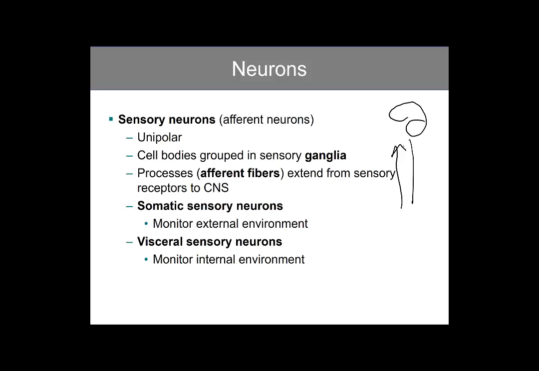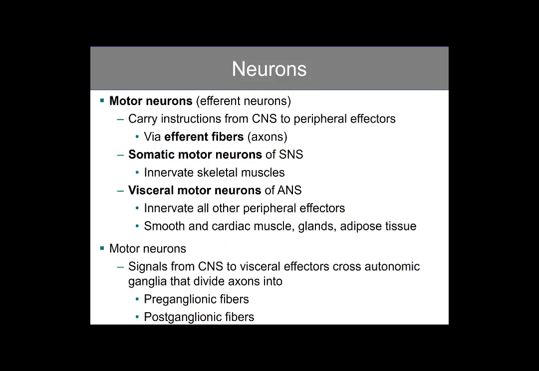Somatic sensory neurons monitor the external environment, while visceral sensory neurons monitor the internal environment. For visceral, you should think organ, since viscera refers to organs, and it's going to monitor the internal environment.